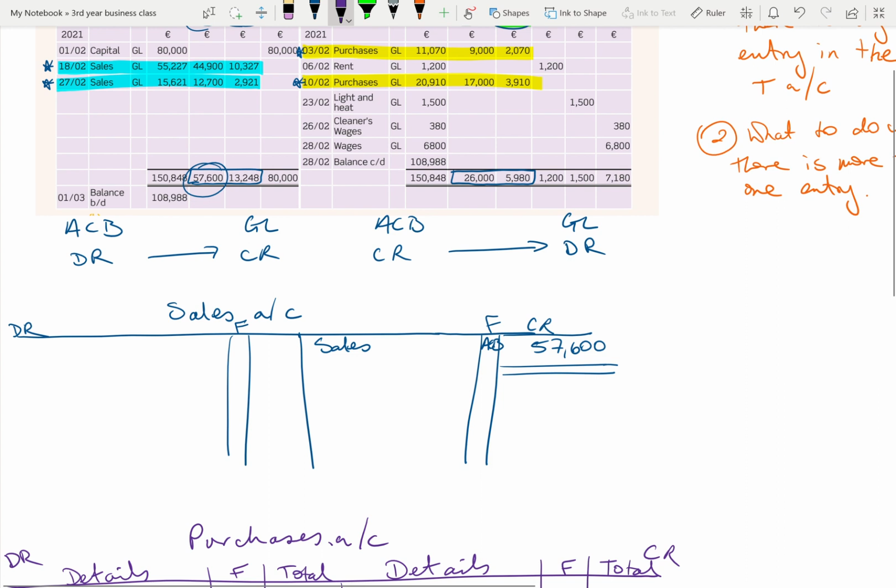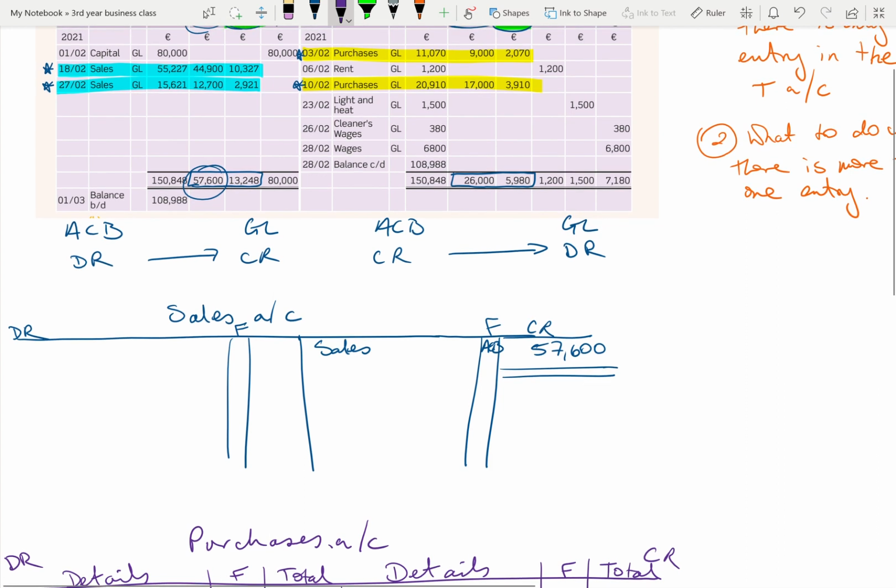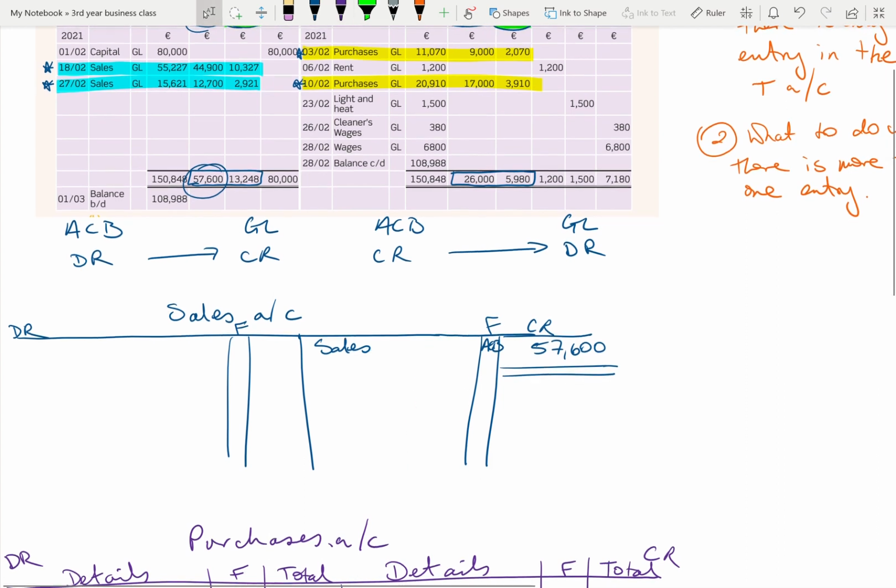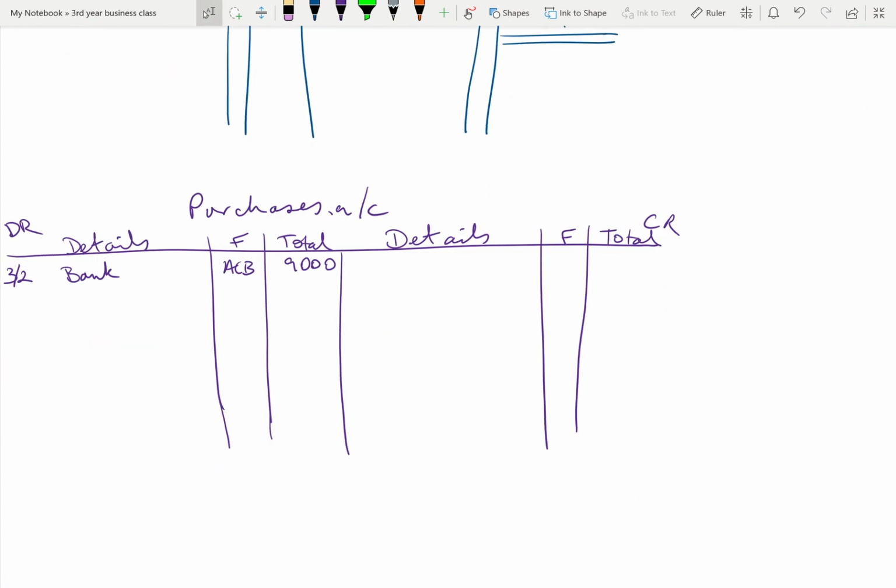So on the 10th of February, we can see the second entry, and that is for 17,000. Again it's bank, from the analyzed cash book, and it's 17,000.